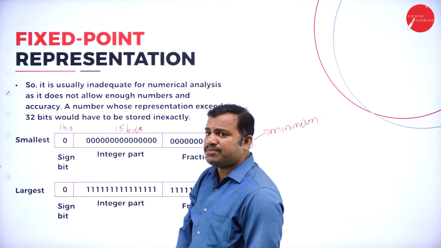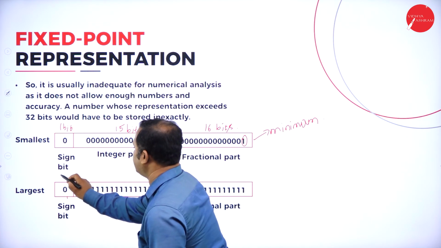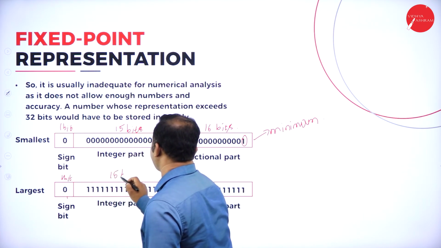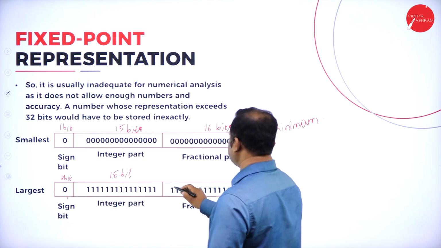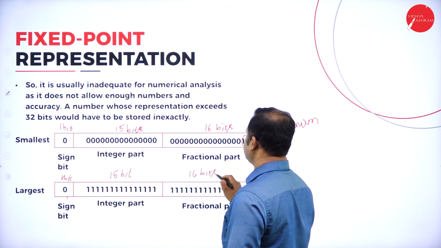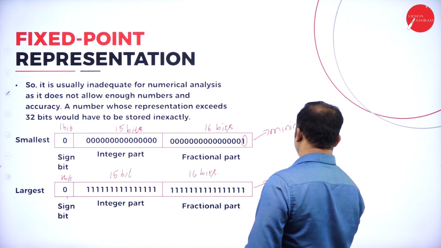Then what is the maximum value I can represent here? That is the sign part, that is 1 bit. This is 15 bits, and all 15 bits are 1. And what is the maximum value? All 16 bits, all 16 bits are 1. That means, what is the maximum value?